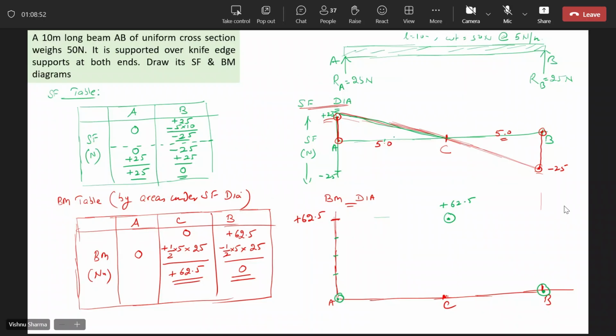Let us say, let me call this point X. What will be the bending moment at X? It will be the area of the trapezium, sir. And area of the trapezium will be 75% of the total area. What is the total area of the big triangle? 62.5. So at the mid length, guys, this will be 75%, correct?